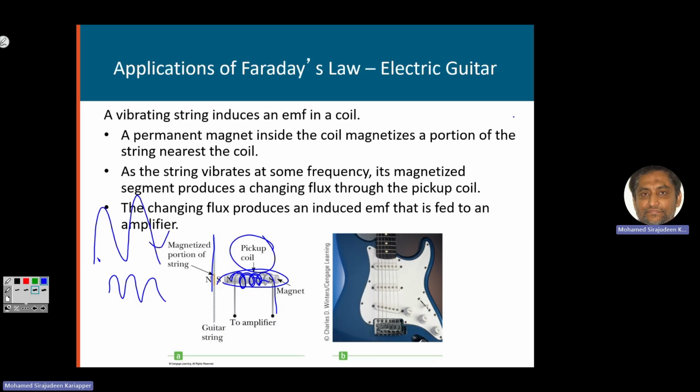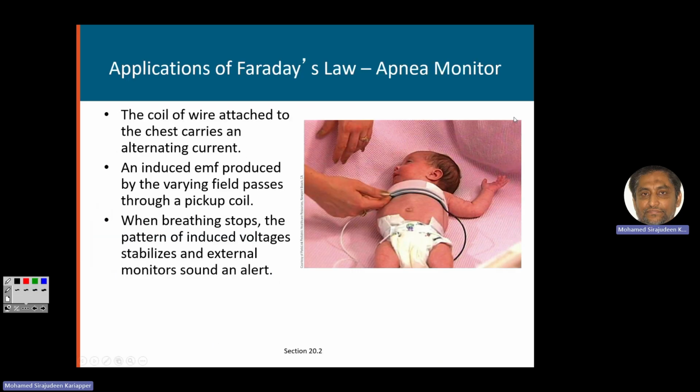Then it goes to the speaker, goes back from signal to vibration. So you'll have a loud sound. This electric guitar has a louder sound than the normal guitar because of this. This is another application.